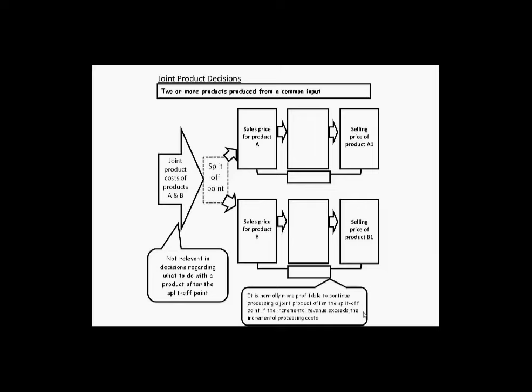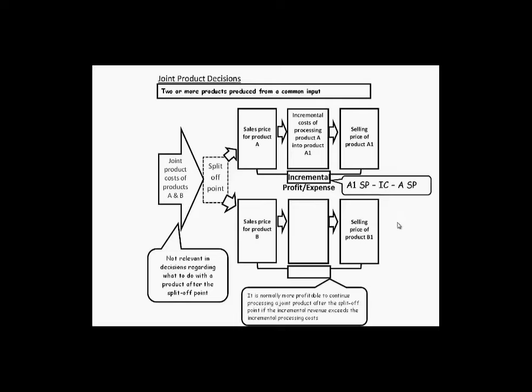So let's see how that works in this illustration. In this case, we are going to have an incremental cost of processing product A into product A1. So what we can do is take the selling price of product A1, here's the A1 selling price, from that we subtract the incremental cost of processing product A into product A1, and then from that we subtract the sales price for product A. So we come up with the net incremental profit or expense from transforming product A into product A1.